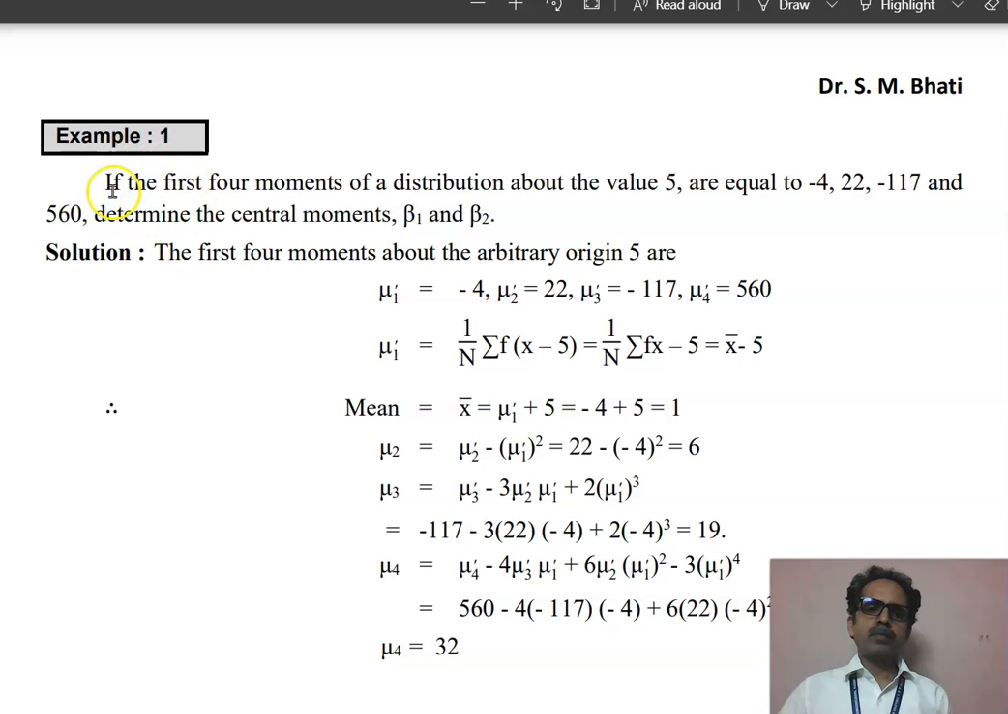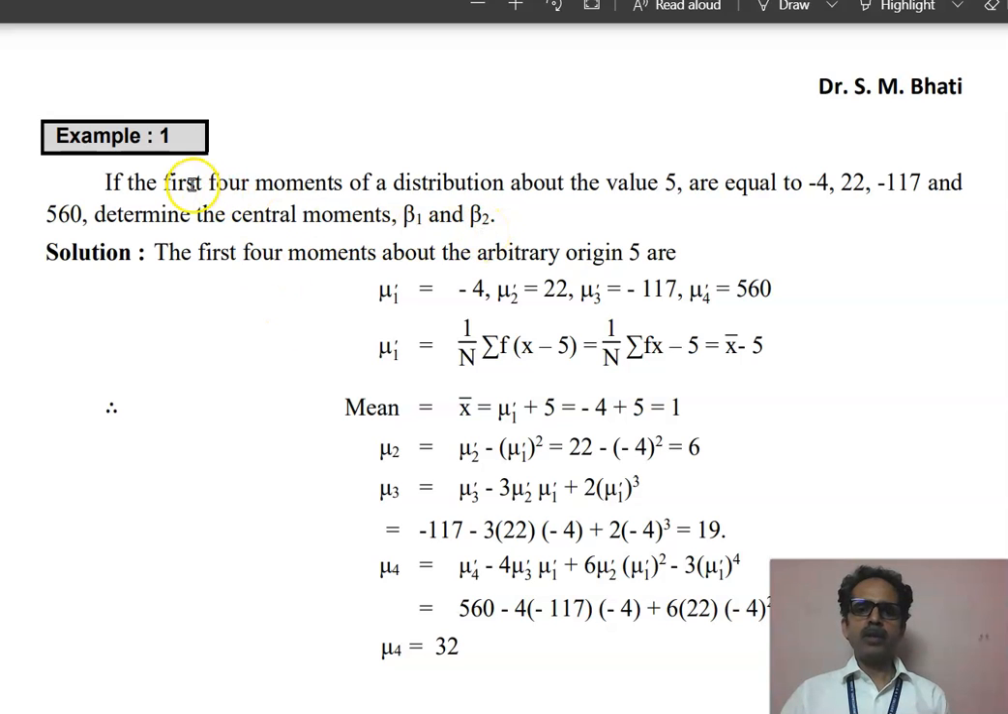Here is the first example. If the first four moments of a distribution about 5 are -4, 22, -117 and 560, determine the central moments, beta 1 and beta 2.